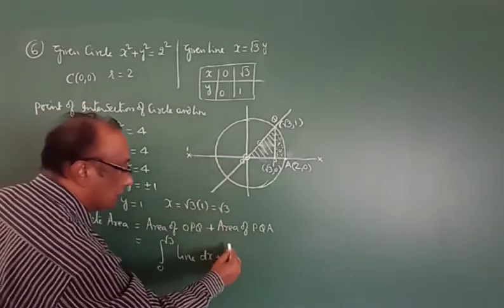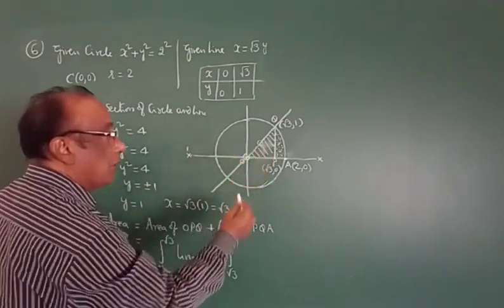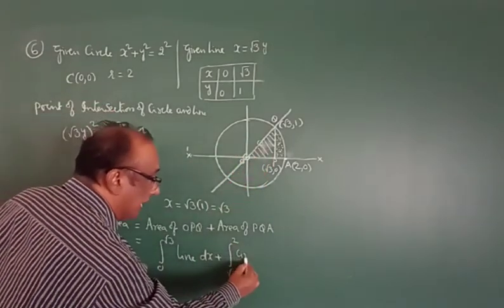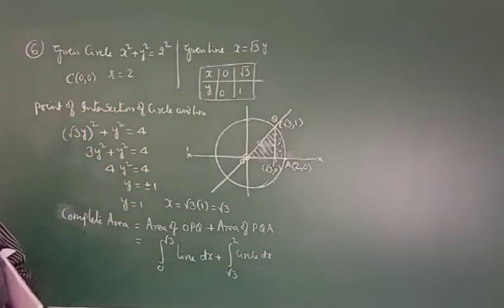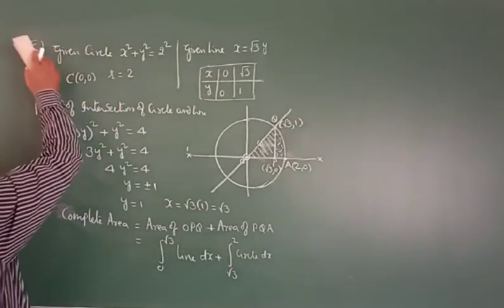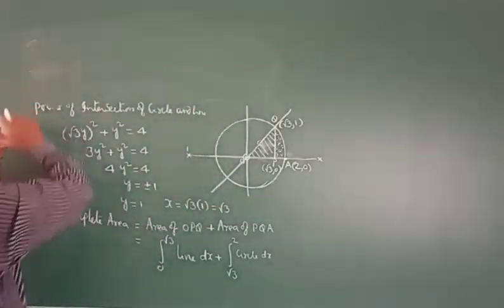Next, root 3 to 2. So it is only the circle part, no line, circle with dx. Circle of dx, everyone see? First one I am writing here.